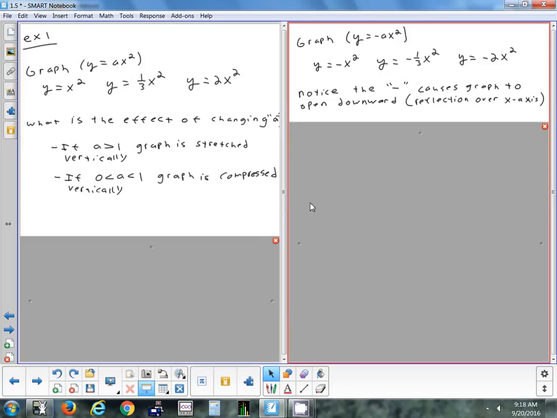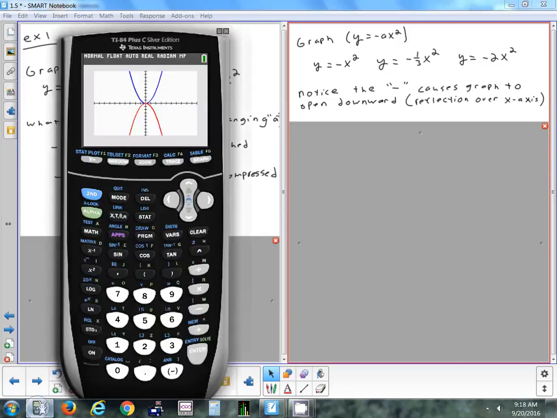If that was flipped over the y-axis, wouldn't it look the same? Yeah, that was the first one I did. It was a mirror image over the y-axis. You couldn't tell for a parabola. You can't tell. So in this case, the negative causes the graph now to open down because it was reflected over the x-axis. And that would be the same for any of those.